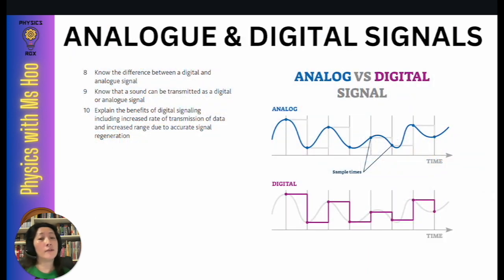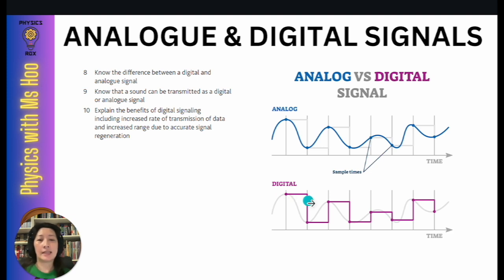You also need to know about analog and digital signals. You must know the difference between these two, and that sound can be transmitted as digital or analog. So analog basically are continuous signals, whereas digital are more on-off signals. So the benefits of digital signaling compared to analog is that there's an increased rate of transmission of data and increased range due to the accurate signal regeneration.